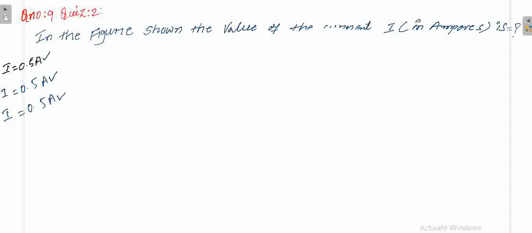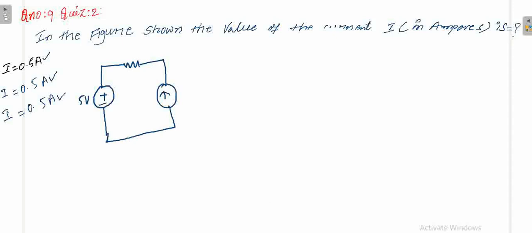Our problem is, here we have one voltage source, that is your 5 volts, and one resistor and one current source, and one more resistor and one more resistor. So here you have a 5 ohms and it is 1 ampere. Here it is 5 ohms, here it is 10 ohms. So what is the first step in Norton's theorem?